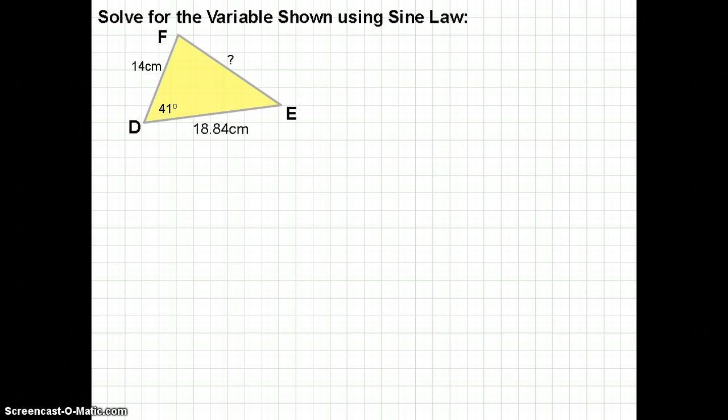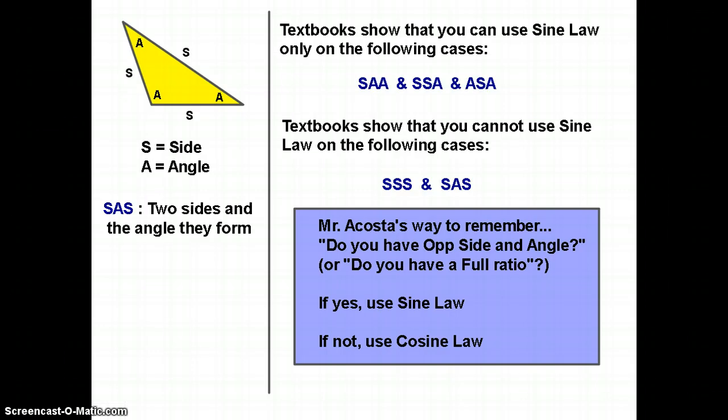Why do we have cosine law? Well, if I want to solve this triangle, for example, I don't have an opposite side and an opposite angle. Neither three of them work, so I can't actually use sine law to solve this. The book would talk about side angle side as being this case, because I have the side, the angle, and the side. That's one of the cases for using cosine law. So basically they said if you have SAA, SSA, and ASA, it's sine law, and SSS and SAS, it's cosine law. But that's very hard to remember.